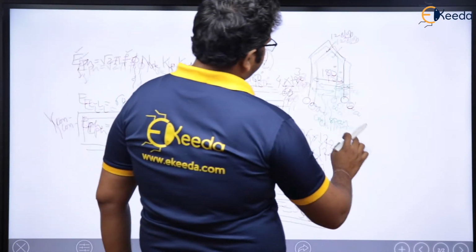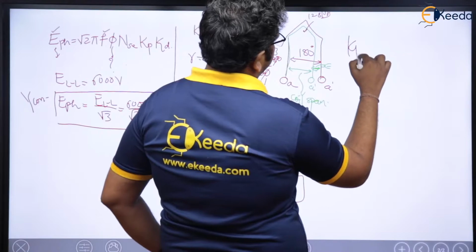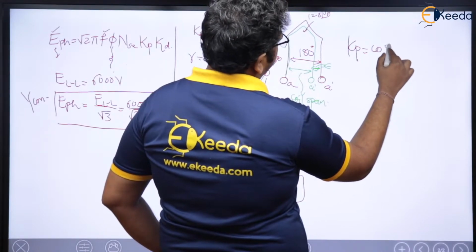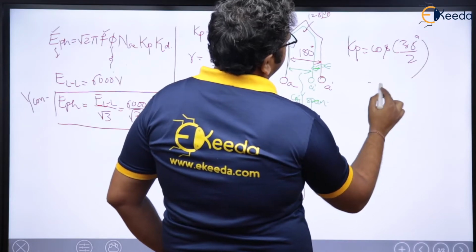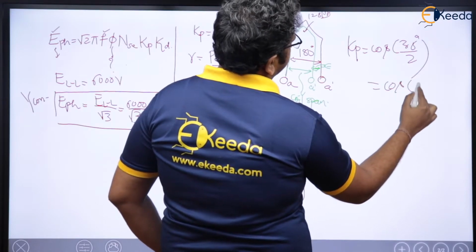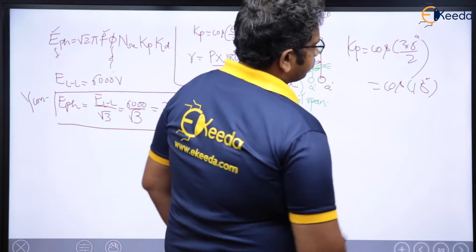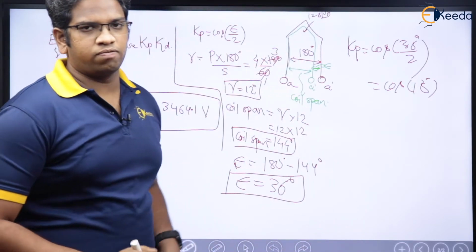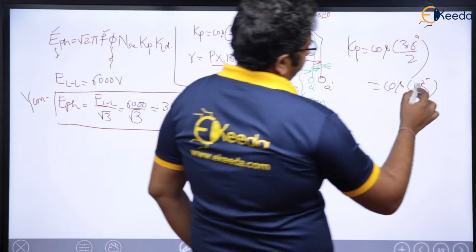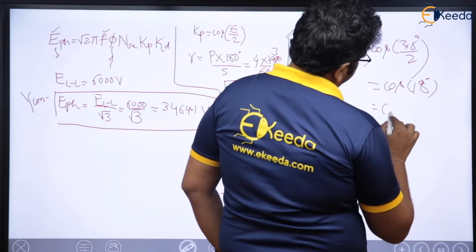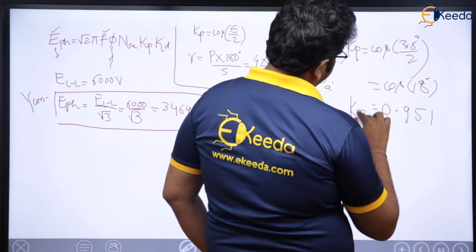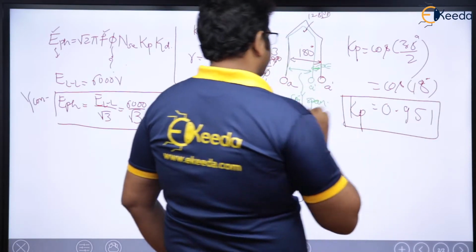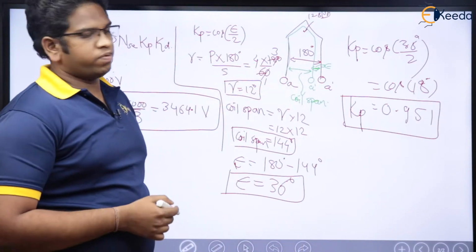What do you get here then? Kp equal to cos of 36 degrees by 2, which is equal to cos of 18 degrees. What is cos 18? Let us solve. This is going to be 0.951. This is Kp. Done. Kp we have got.